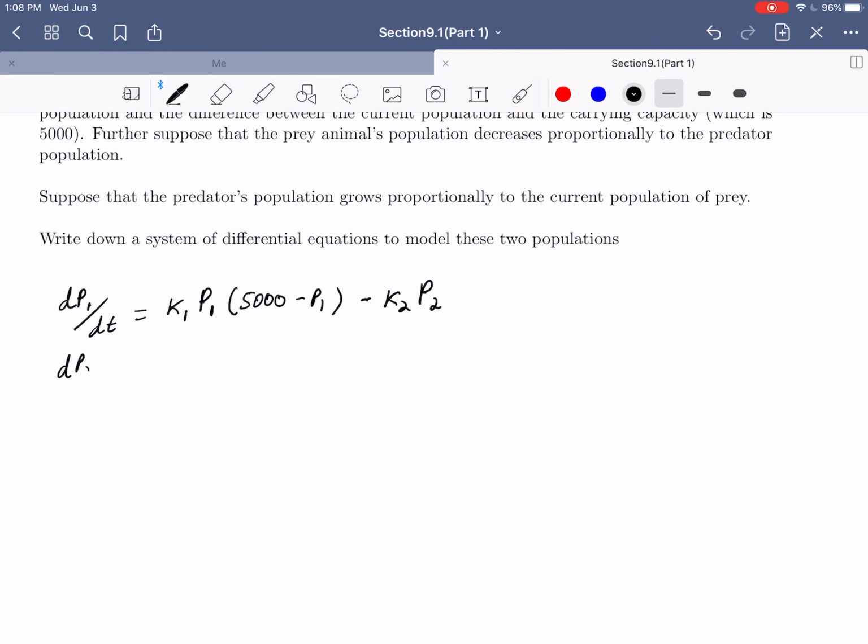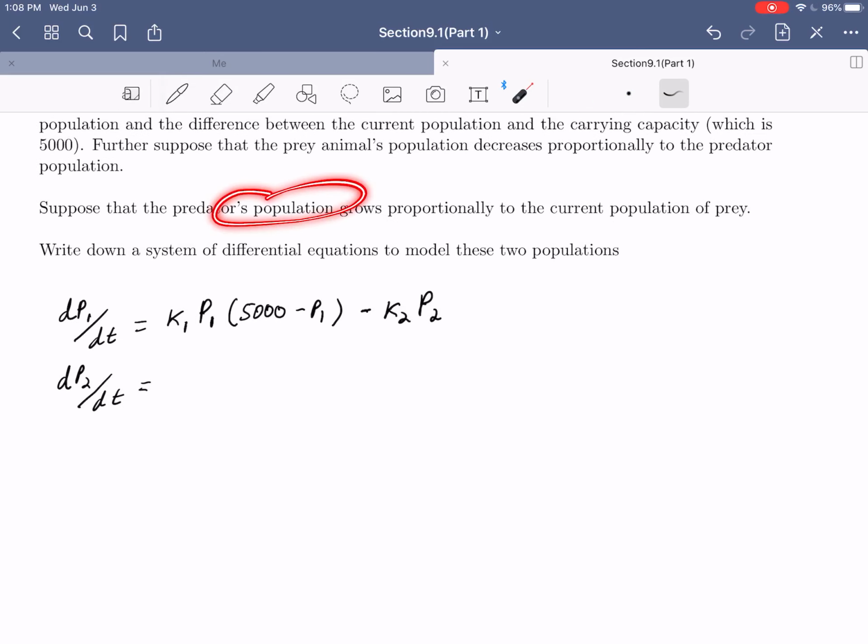All right, what about the second one? Well, we'd say dP2/dt. The predator's population grows proportionally just to the current population of the prey. So we use a third constant of proportionality, K3, times the population of the prey, that's P1. So we'd have this system of differential equations.